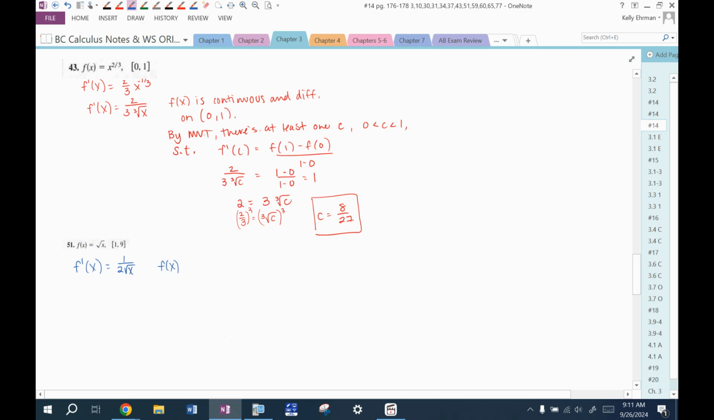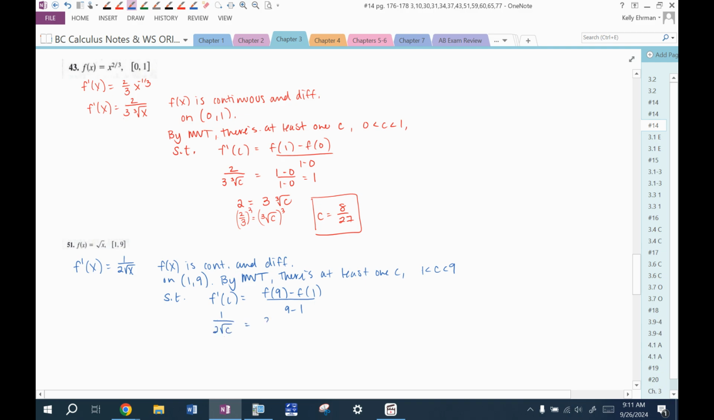So I'm going to write basically the same thing I wrote up here. f of x is continuous and differentiable on the open interval 1 to 9, also the closed interval, by mean value theorem. There's at least one c between 1 and 9 such that f prime of c equals f of 9 minus f of 1 over 9 minus 1. Plug c into your f prime equation. Calculate using the f equation.